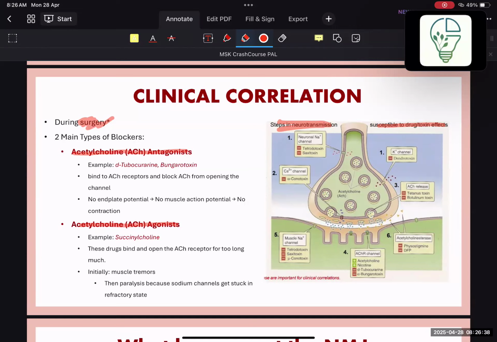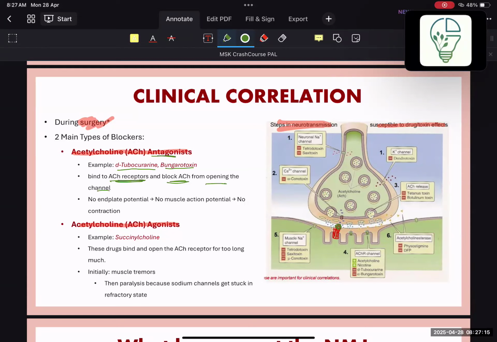So what the antagonists will do is that they will go to the acetylcholine receptors, the nicotinic receptors at the postsynaptic membrane, and they will bind to them over here. And when they bind to them, their function is essentially to block the actual acetylcholine from coming and performing its function. So again, your antagonists like D-tubocurarine and bungarotoxin are going to go and bind to the ACH receptors and block the actual ACH from coming in and opening up the channel.